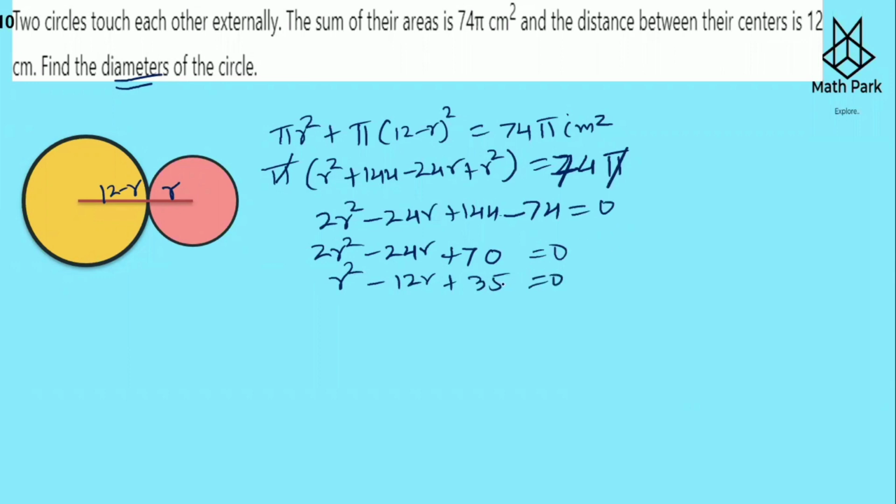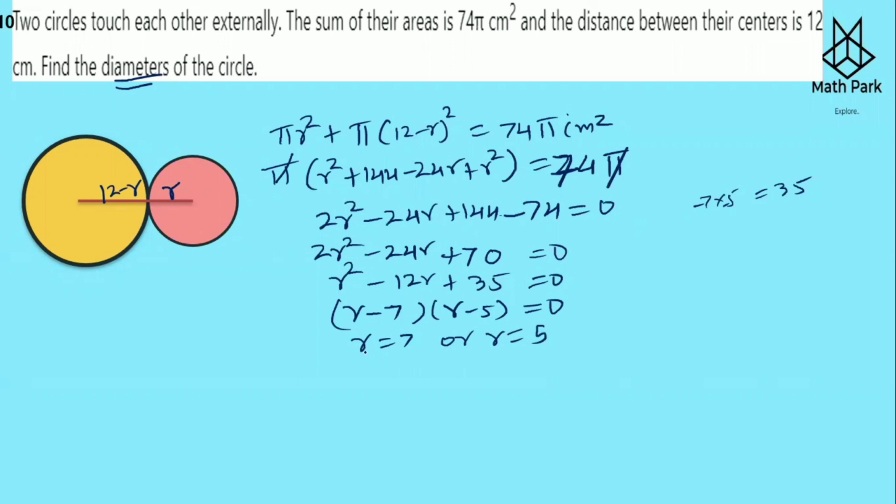Factors of 35 which will add up to 12. So we have 7 fives are 35. 7 into 5 is equal to 35. And minus 7 into minus 5 is positive 35. So the factors are R minus 7 into R minus 5 is equal to 0. So you get R is equal to 7 or R is equal to 5.